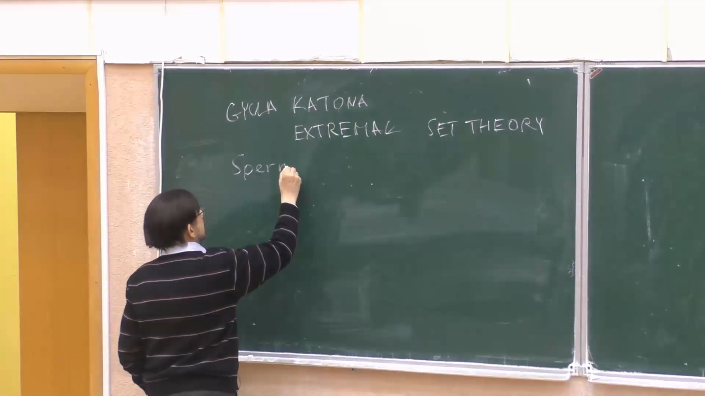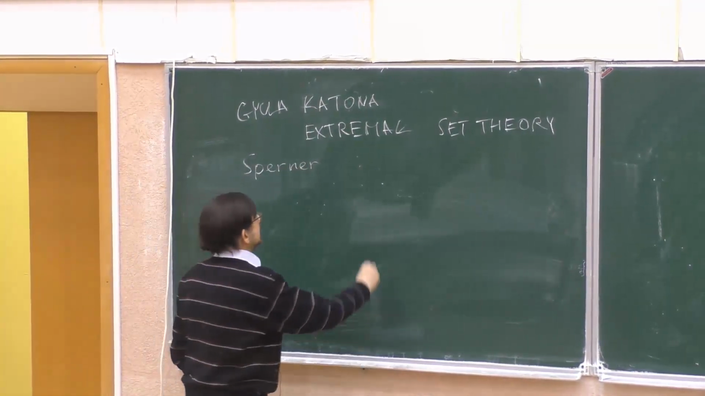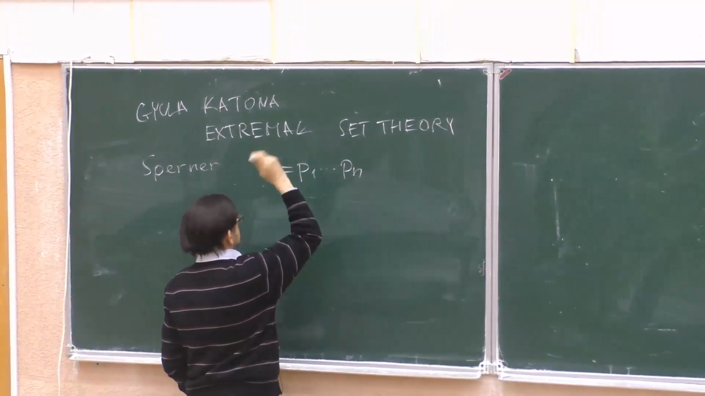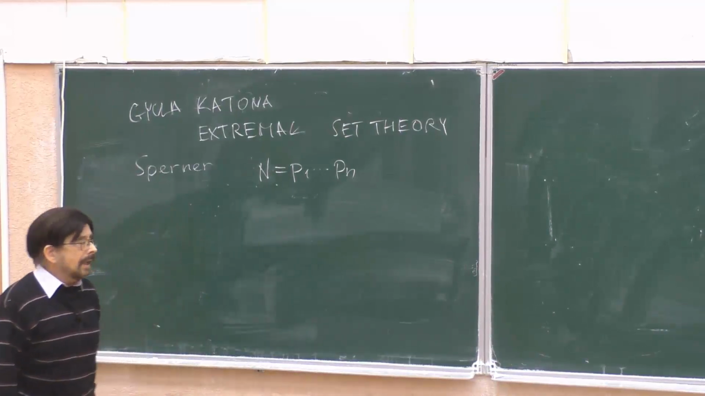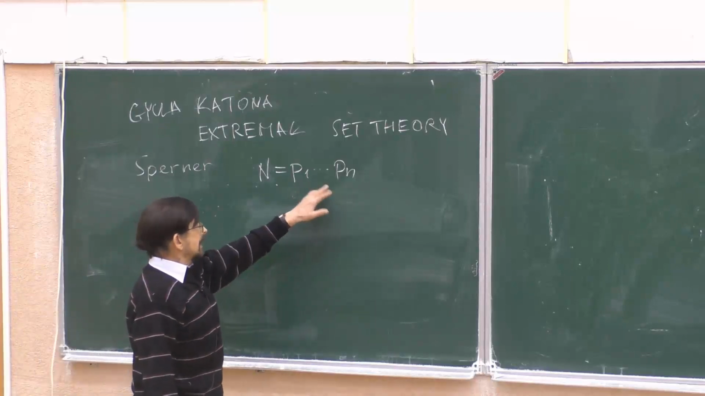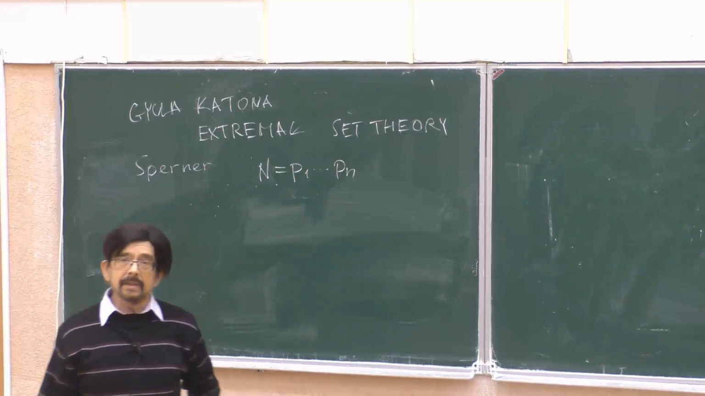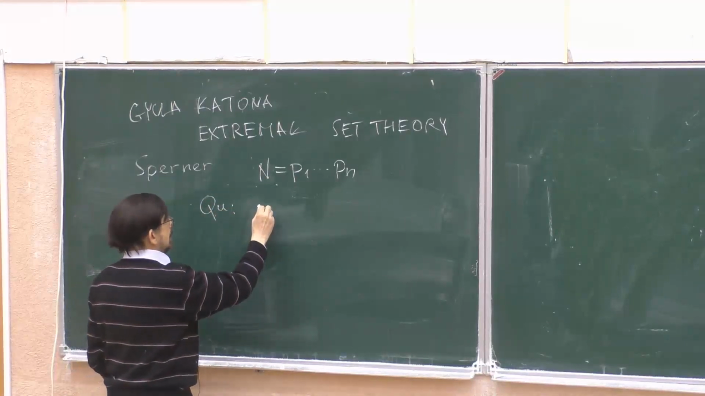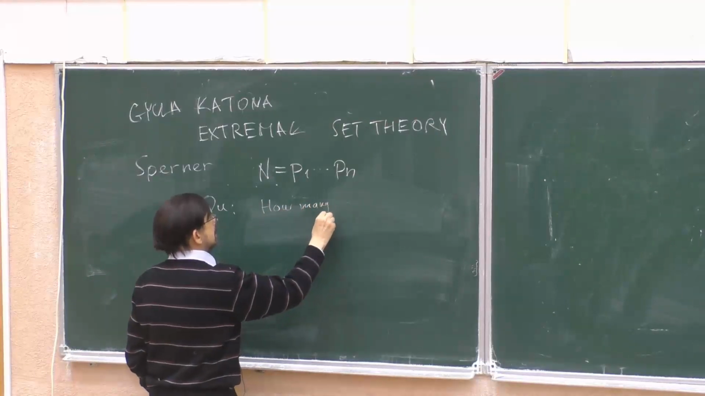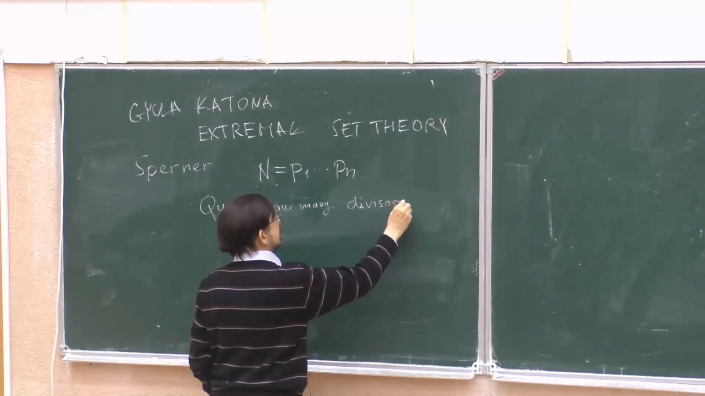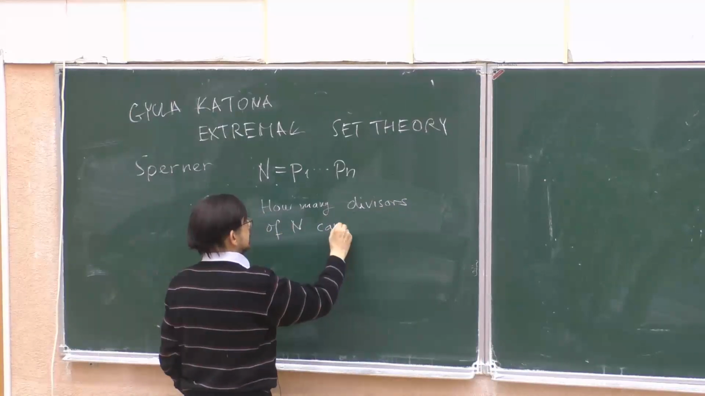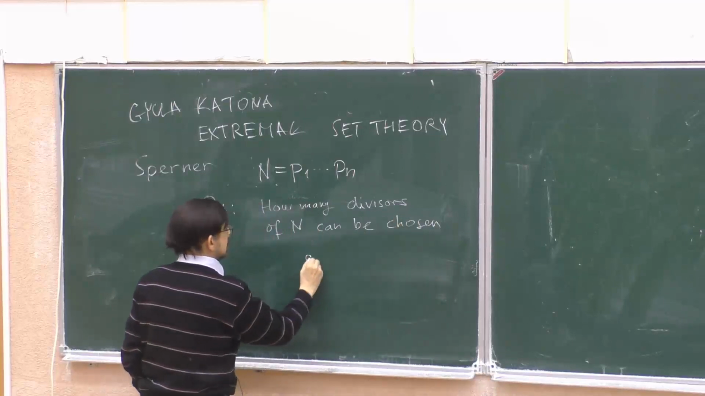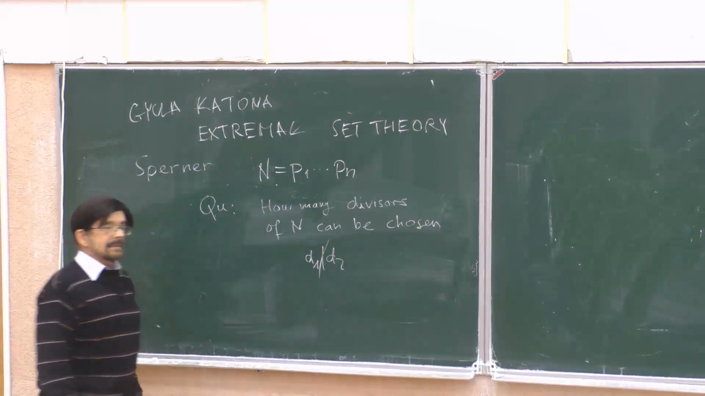The German mathematician Sperner asked: if you have an integer which is square free, so when you take its prime expansion, every prime appears only once, so there is no square or third power here, how many divisors of n can be chosen in such a way that one divisor doesn't divide the other one?